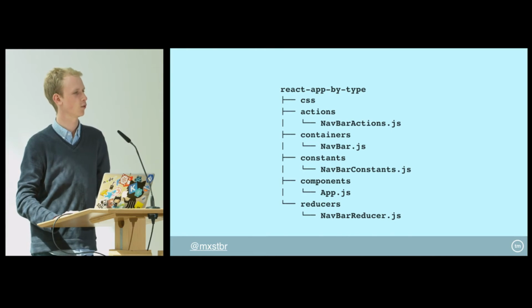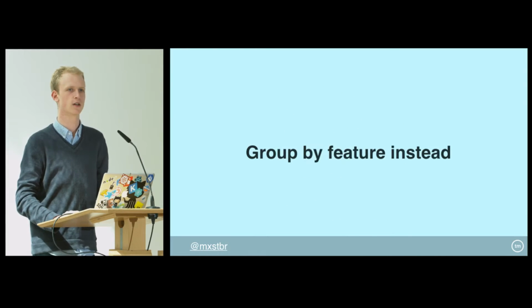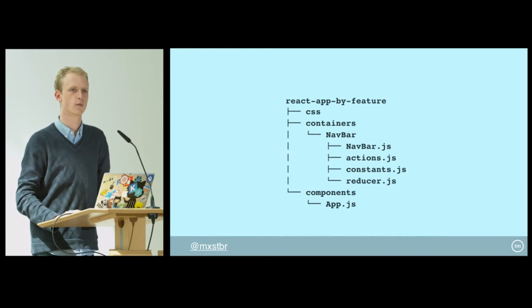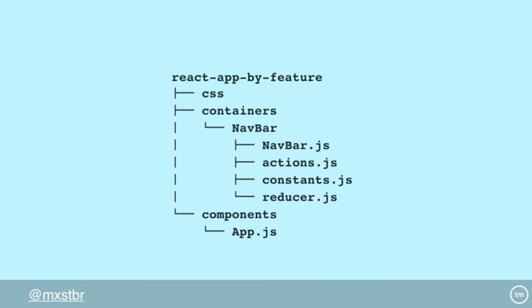So why don't we just put all of the related files in the same folder? Why don't we just group our files by feature instead, right? We could just do this. We could have a navbar folder and just put all the actions associated within the same folder, the component itself, the reducer, and the constants. It's all just in the exact same folder. How does that help with this?